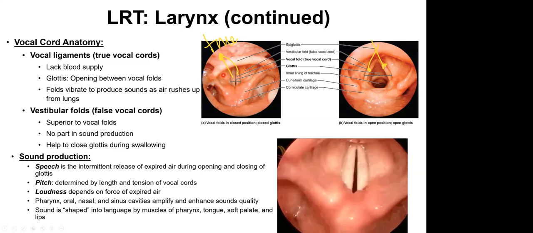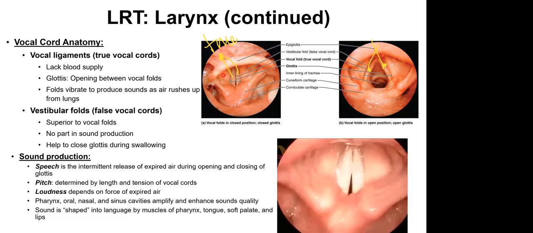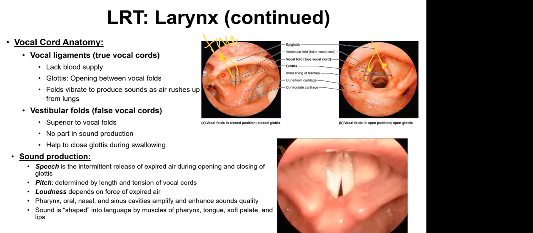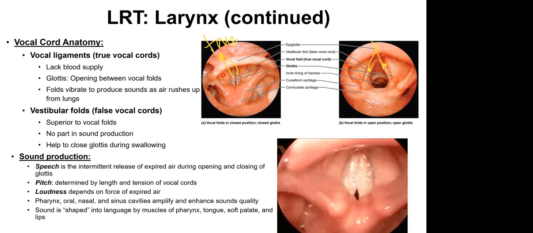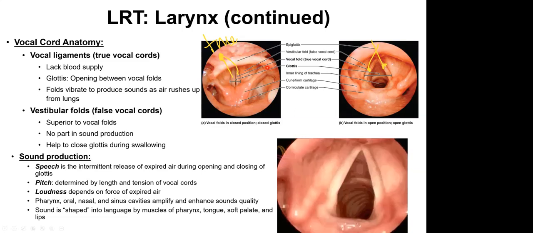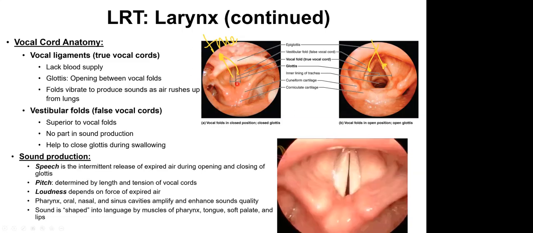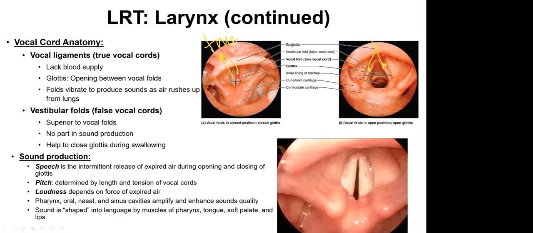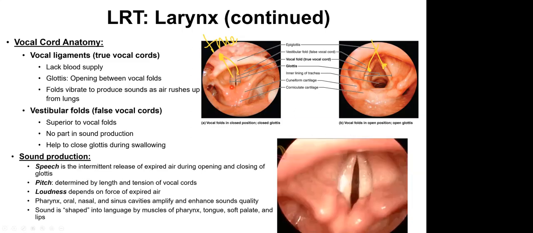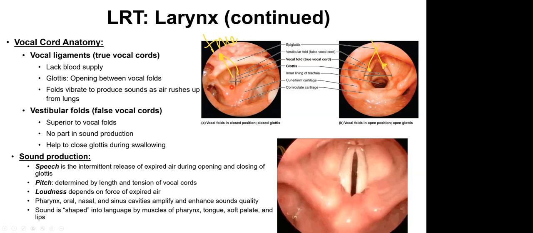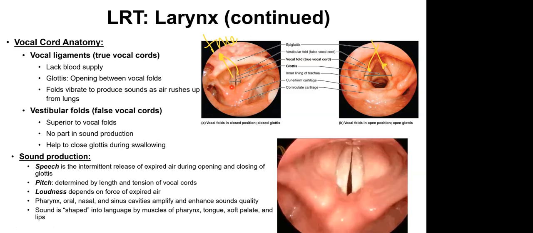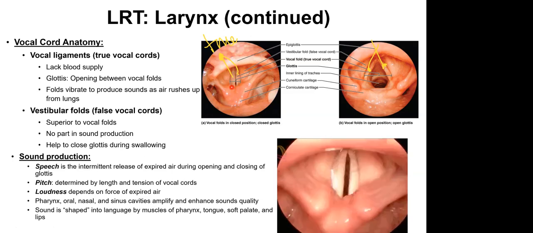And the false vocal cords, or the false vocal folds, have really no part in sound production, but they do help to close the epiglottis during swallowing. So here's the epiglottis, just so we're aware. And the epiglottis is, again, remember, going to fold over and cover this opening so that food does not go down the trachea.